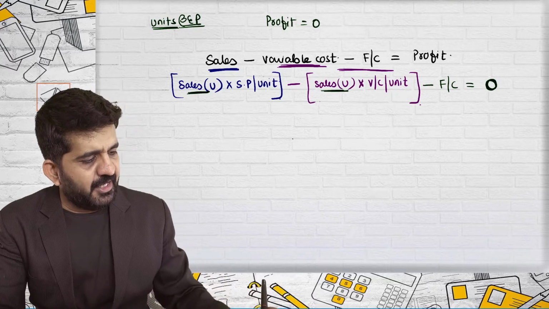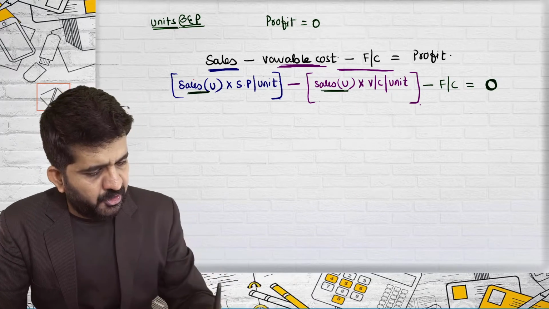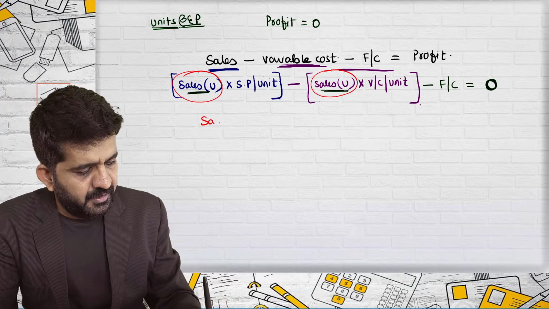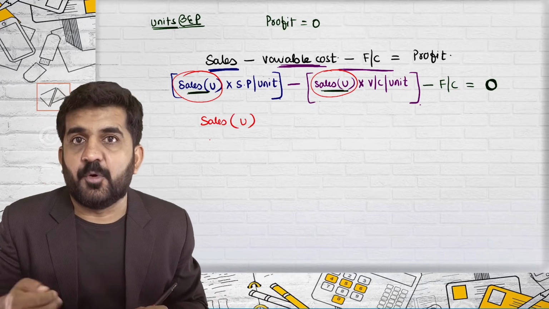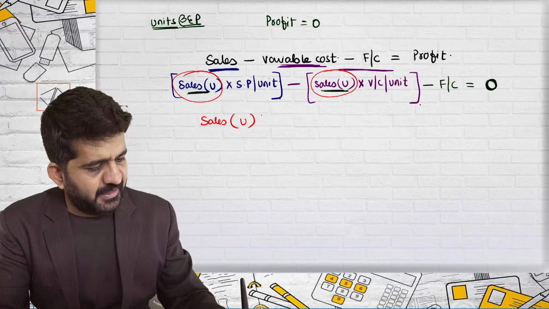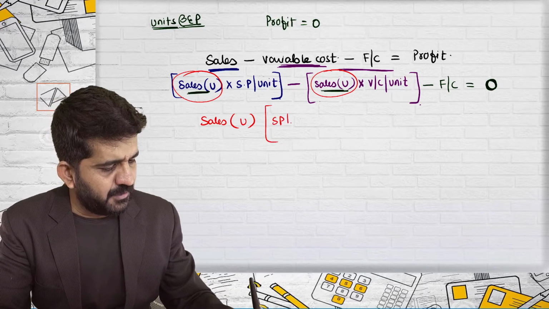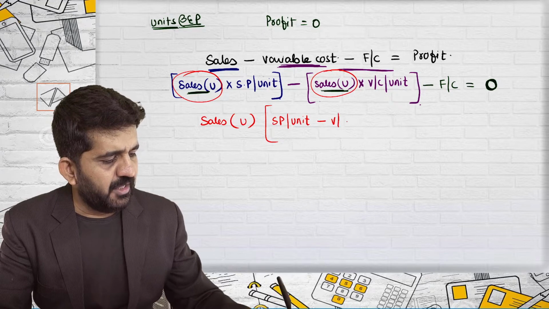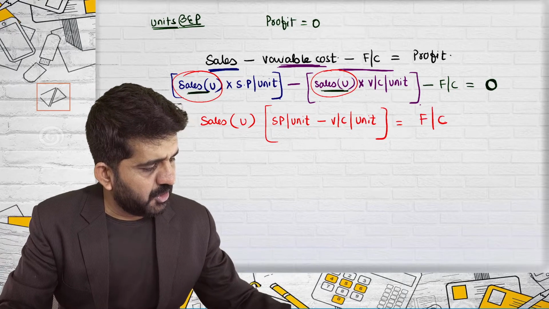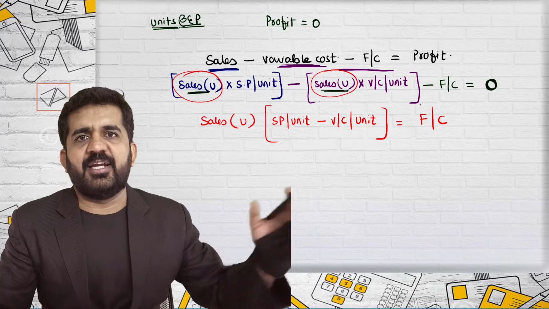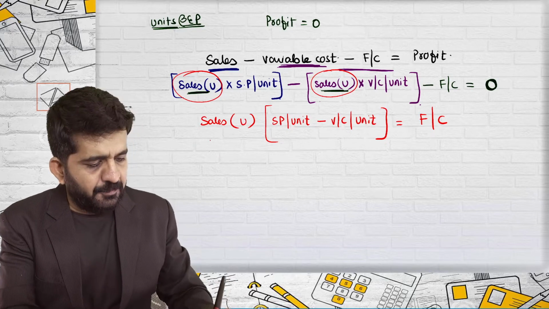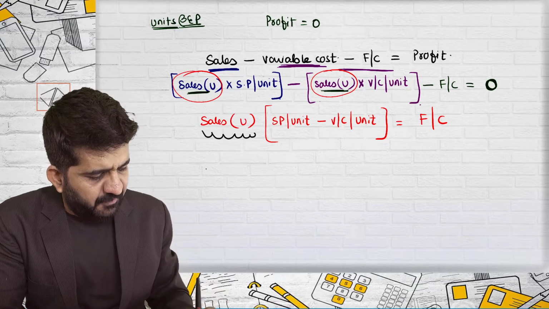Fixed cost, I will take it on the right side. Here, sales in units, I can take as common, which is my break-even point. At this level of sales, I will be earning 0 profit. If I take sales in units as common, what will remain is selling price per unit minus variable cost per unit. And this fixed cost, taking it to the right-hand side, the negative becomes positive, so it will be equal to fixed cost. Now we have understood that the sales in units is nothing but the break-even point.